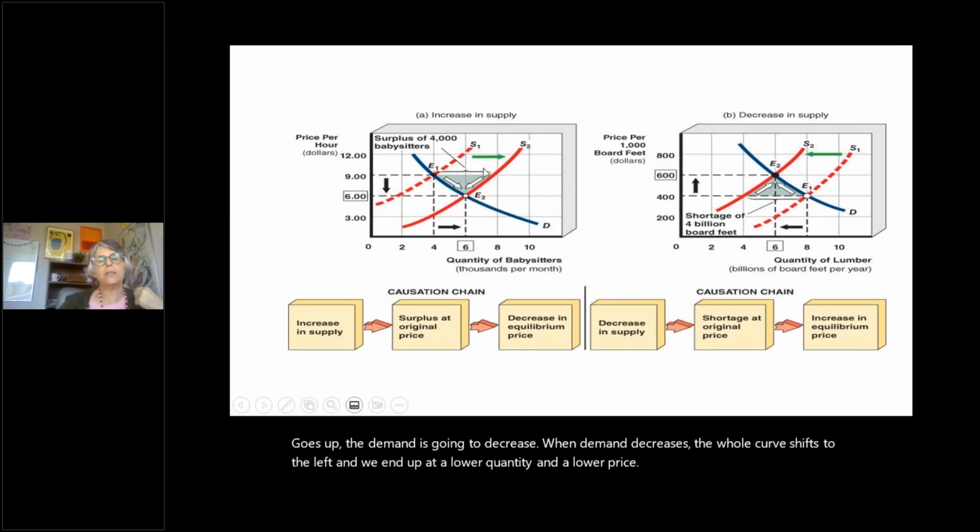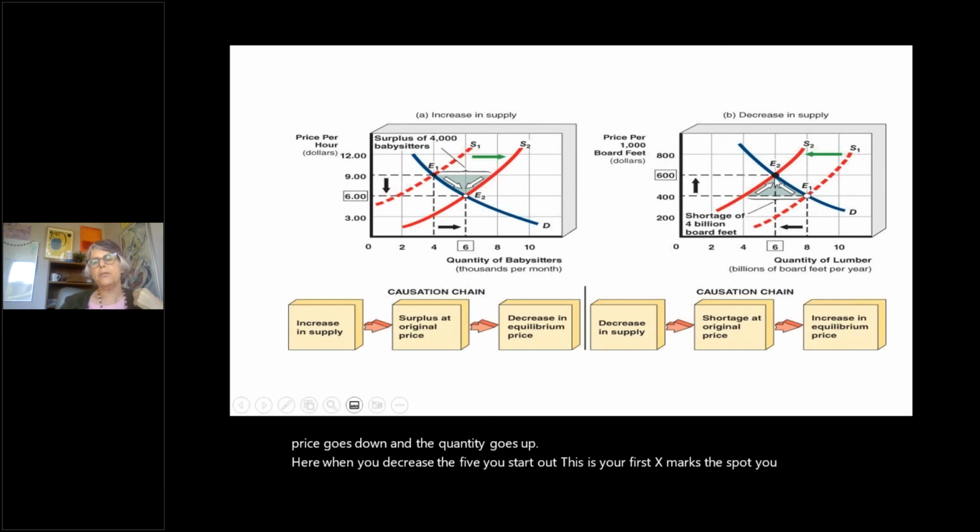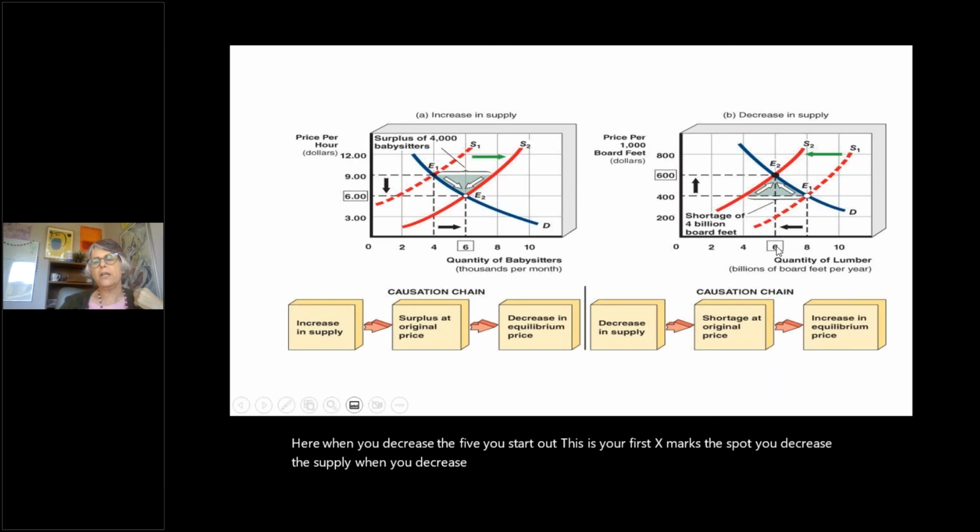Here's an increase in supply, S1 to S2. When supply increases, the price goes down and the quantity goes up. Here, when you decrease supply, you start out at your first X marks the spot. When you decrease supply, the quantity goes down and the price goes up.